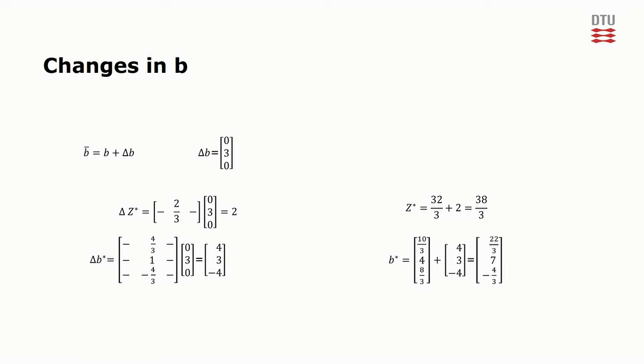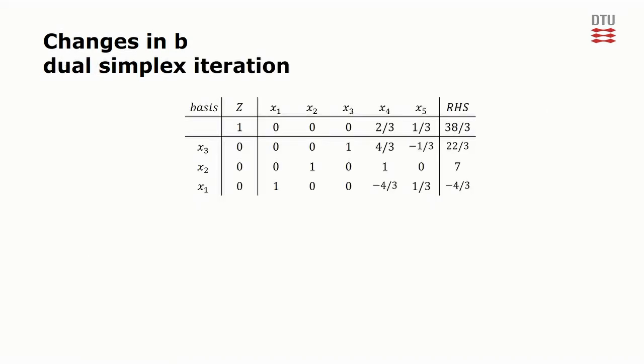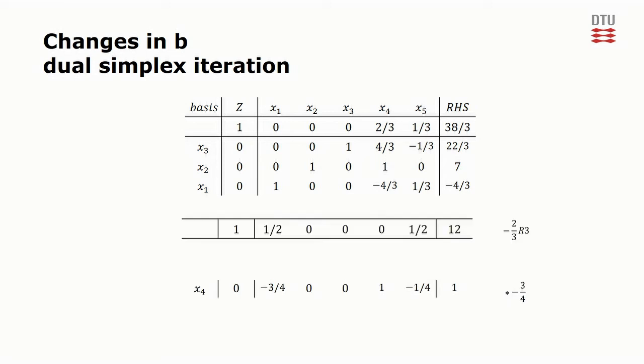Now if we were to perform the necessary dual simplex iteration, we would go from this infeasible tableau to this tableau, which is both feasible and optimal. Notice that the optimal objective value has increased from 32/3 to exactly 12.